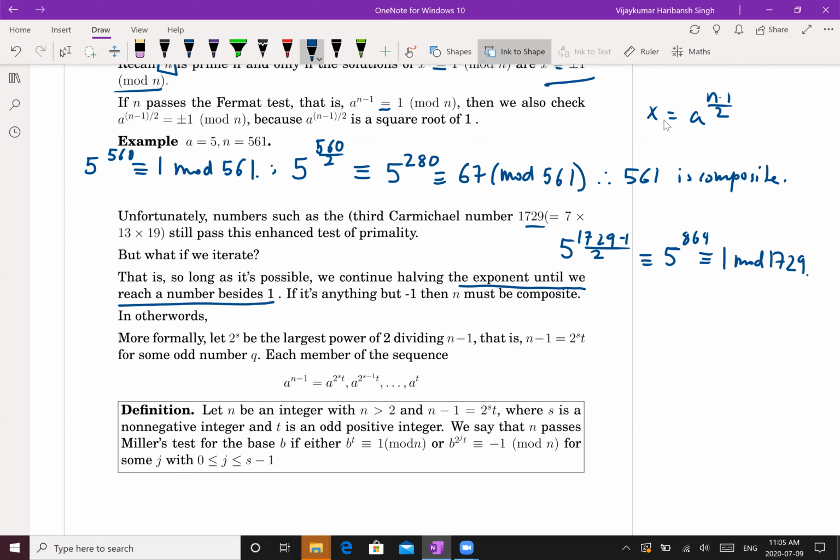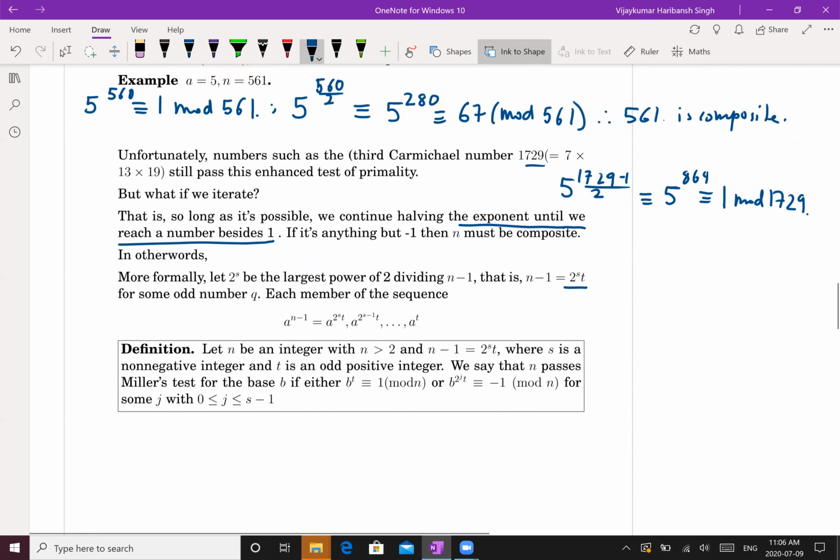So let's check this. Formally, if 2 to the power s is the largest power of 2 which divides n minus 1, then we have n minus 1 equals 2 to the power s times t. So how many times do we go halving? We can halve all the way until 2 to the power s becomes 1, or sorry, that means s becomes 0. So we'll basically halve it as a to the power 2 to the s minus 1 times t, a to the power 2 to the s minus 2 times t, dot dot dot, a to the power t. And then we check until then and see what we get out of that.